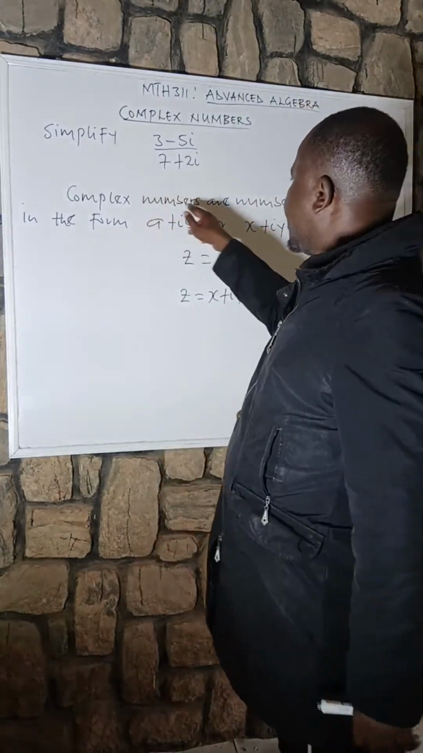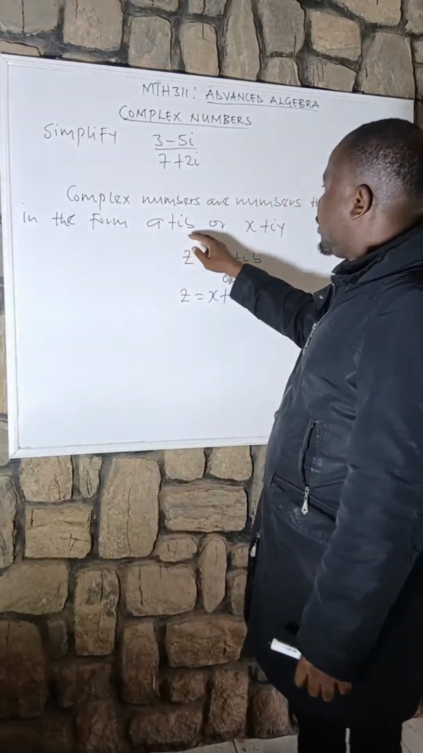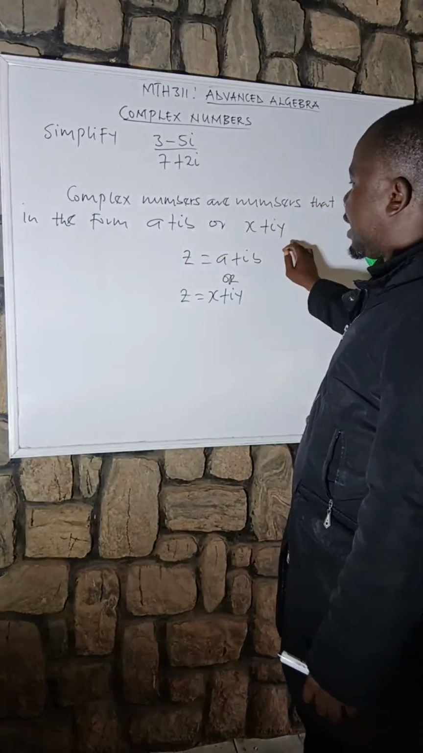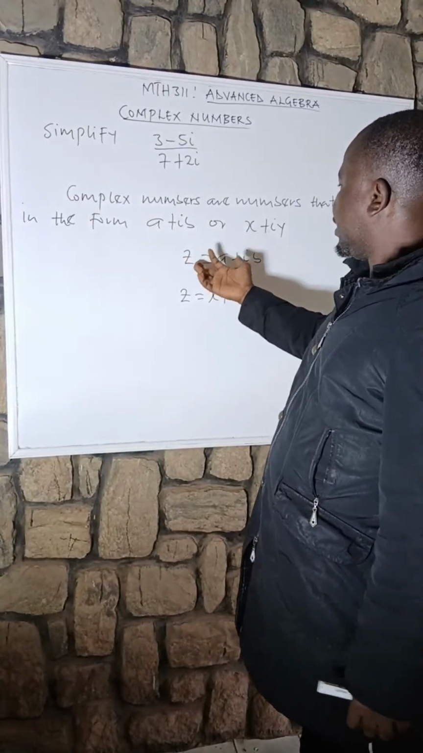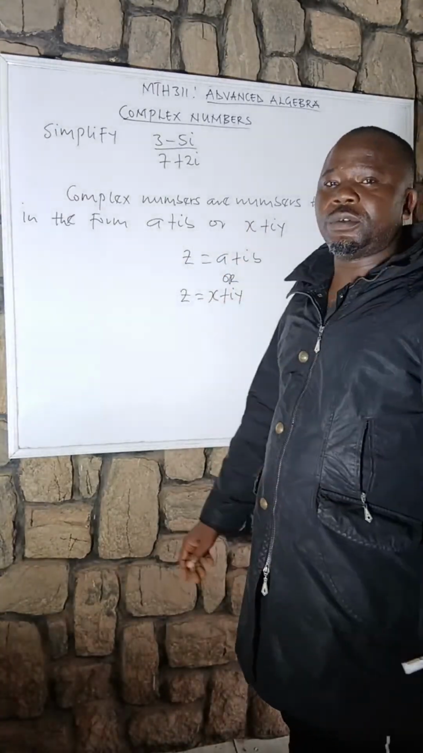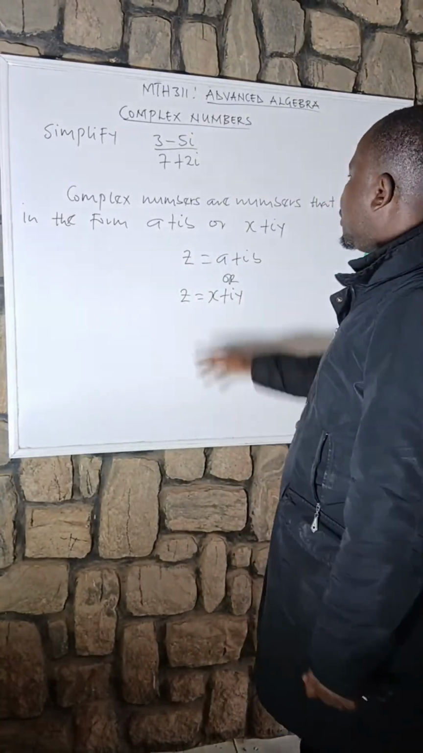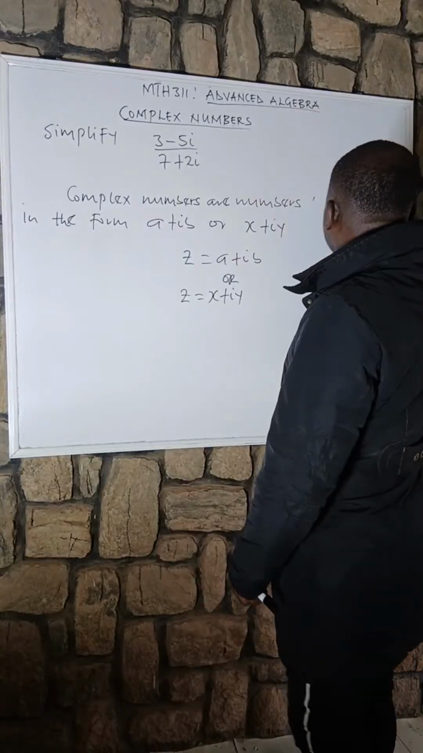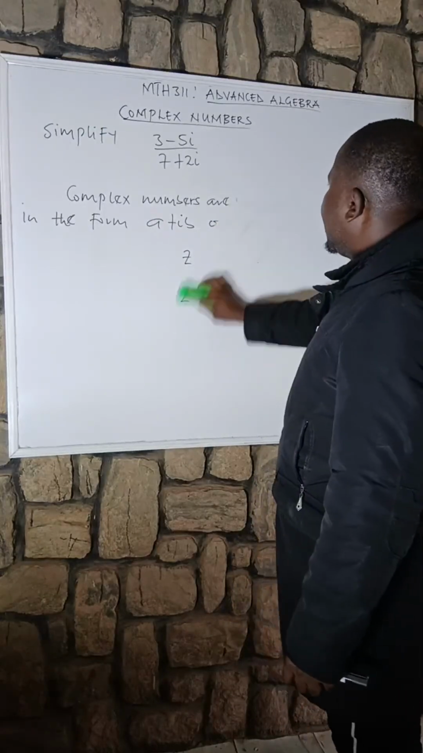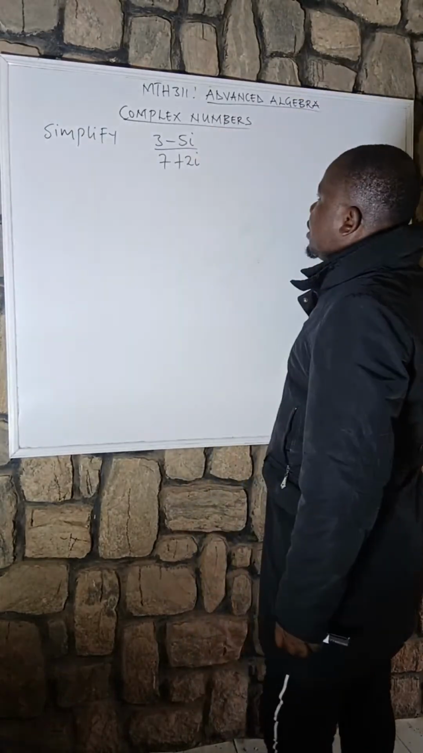I said complex numbers are numbers that can be in the form a plus ib or x plus iy. Then either z equals a plus ib or z equals x plus iy. So now let us go ahead to evaluate or conjugate this question.